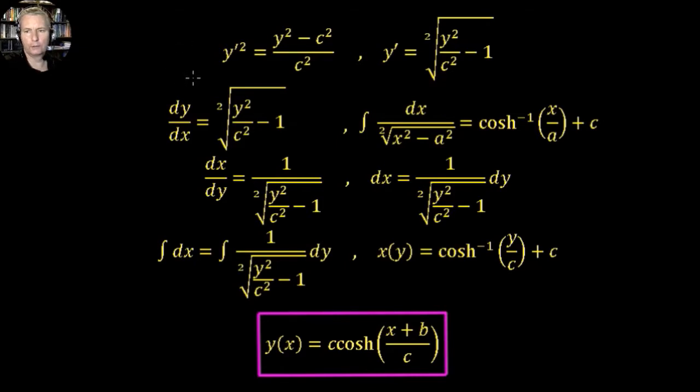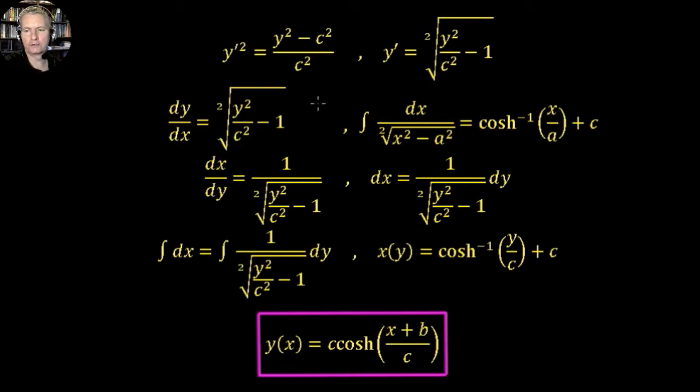So not long now. What we can do is take the value of our c squared down, so you get y derivative squared equals y squared minus c squared upon c squared. Then we can take the square root of both sides, and you get the square root of y squared upon c squared minus 1. So finally we can write that as dy by dx is equal to the square root of y squared upon c squared minus 1.